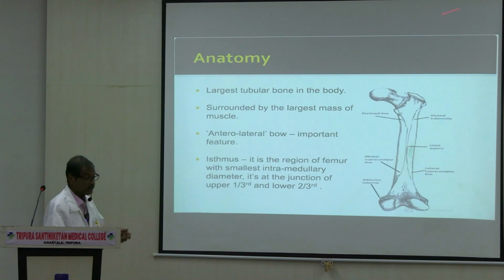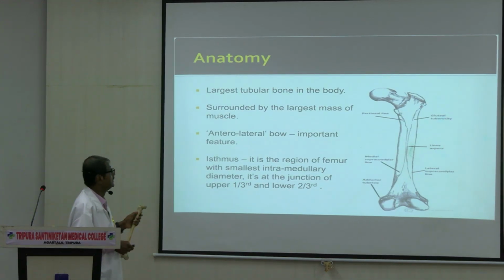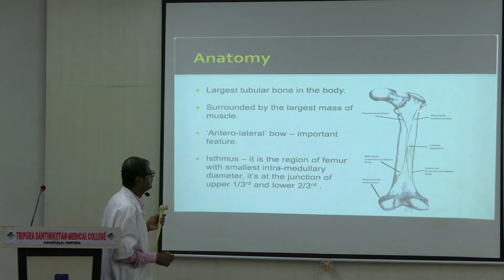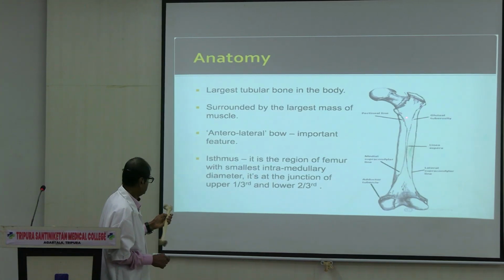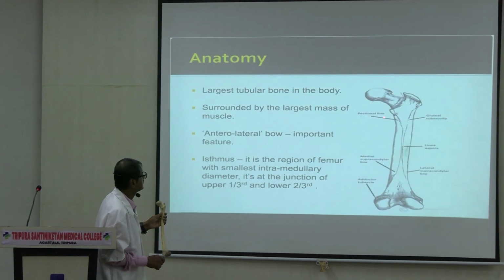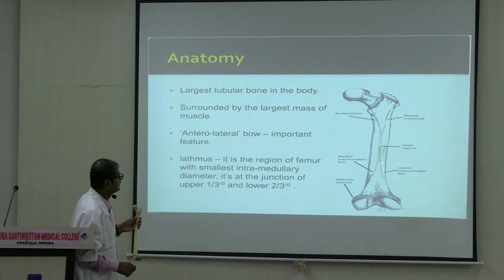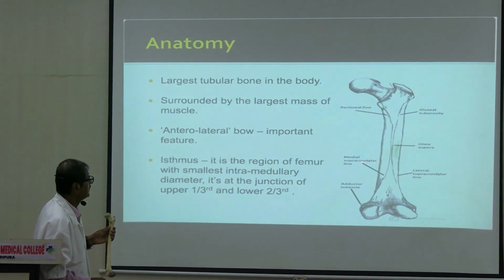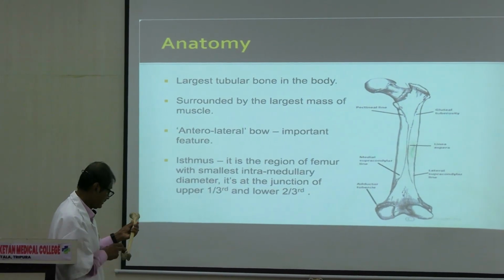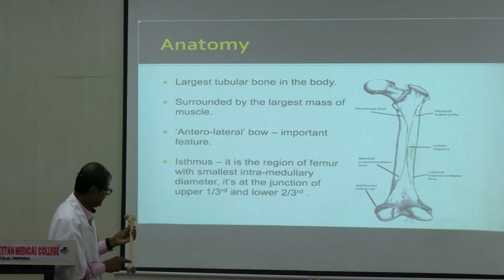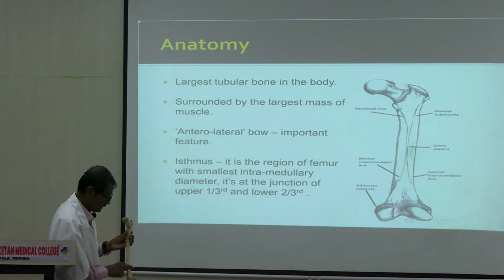Before, in the diagram also, here you see the gluteal tuberosity. Here, the pectineal line, and this is called the linea aspera, medial supracondylar ridge, medial side of the linea aspera, medial side and lateral side. This is the medial side, lateral side. This is the medial side.